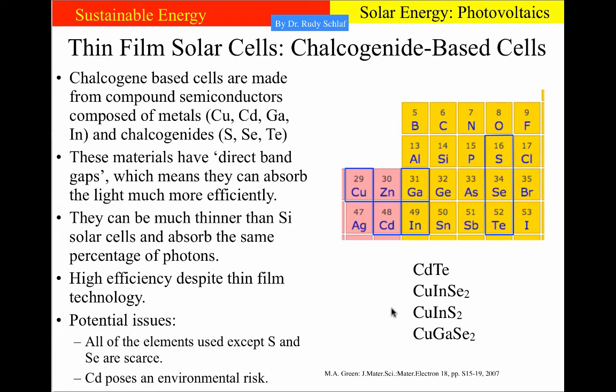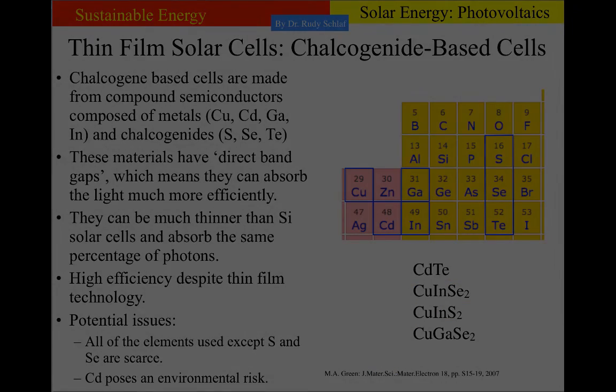Another advantage is that these materials lead to solar cells that have a fairly high efficiency, at least for thin film solar cells. Efficiencies can be as high as 12% or so. Potential issues of these materials are that several of the elements used are fairly scarce. For example, tellurium, indium, and gallium have very limited supplies. In addition, cadmium poses an environmental risk because it is a heavy metal.